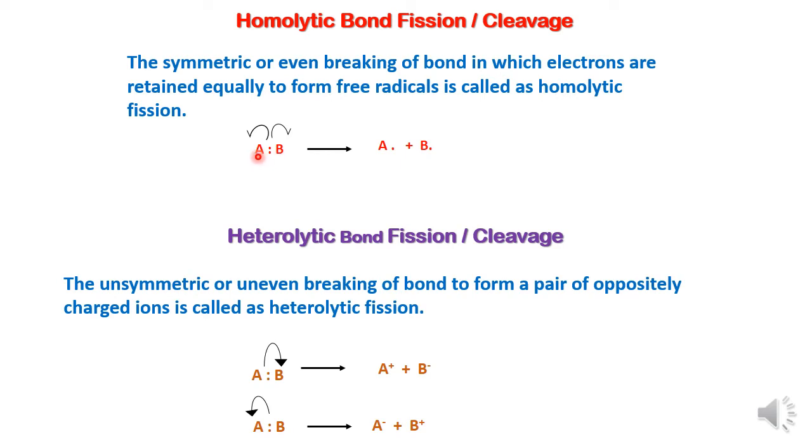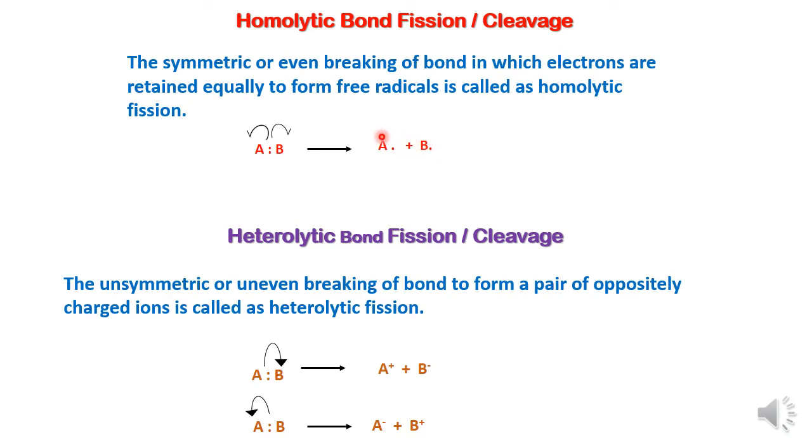So suppose there are two elements and a bond is present. The two electrons of this bond are there. The bond is broken in a homolytic way. So you can see here the half-headed curved arrow. In this breaking of the bond, the electrons are retained equally, and what we get here are free radicals which are neutral in nature.